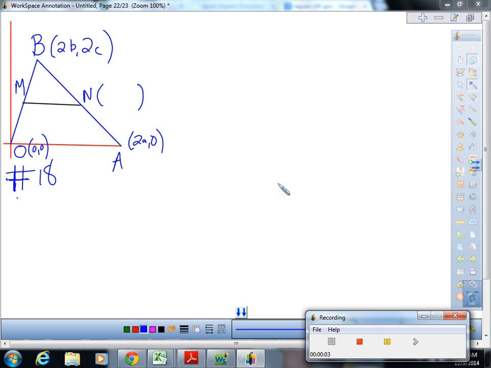This is problem number 18 from 7.3. This is a coordinate proof. We'll be doing more of these as we move forward.